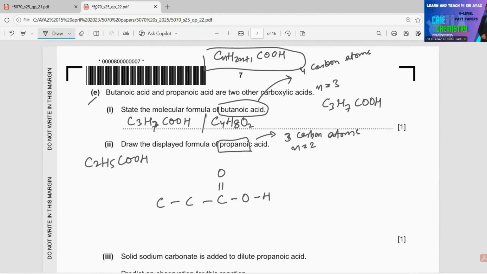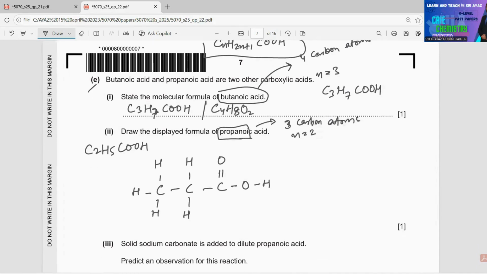Now, for the other carbon atoms, show bonding with hydrogen: 1, 2, 3, 4, 5. This will be C2H5. So this will be the final displayed formula of propanoic acid.